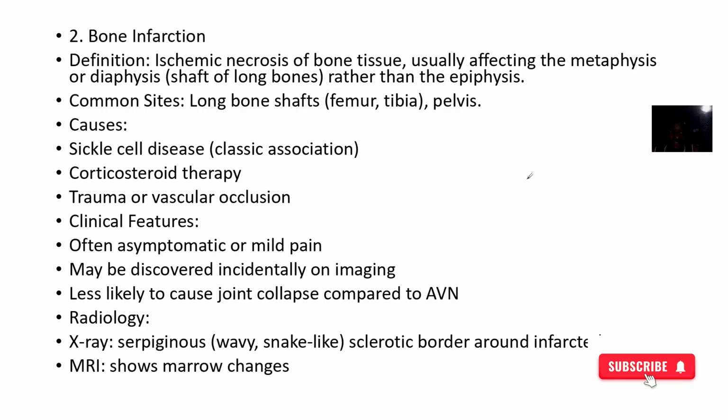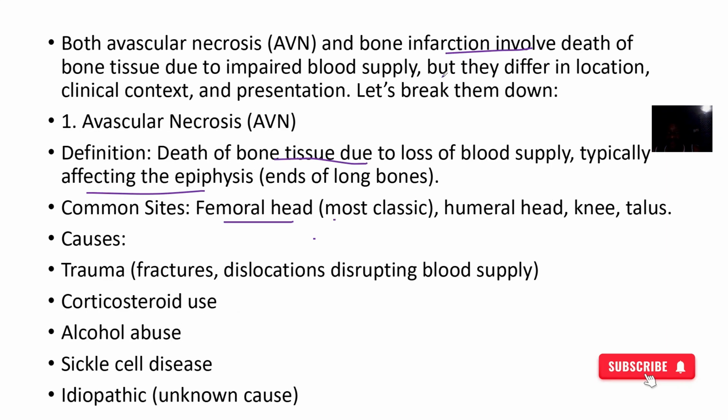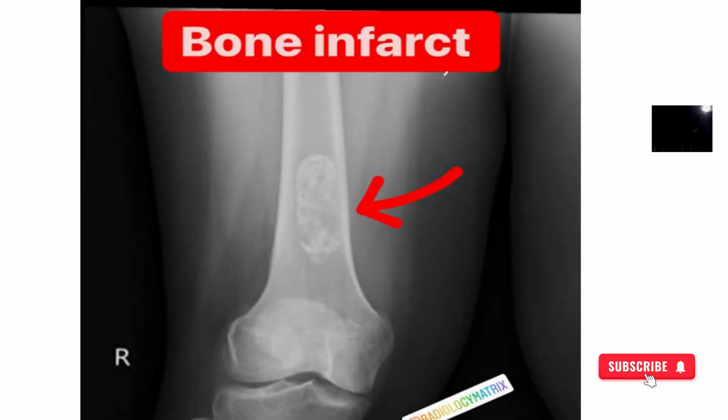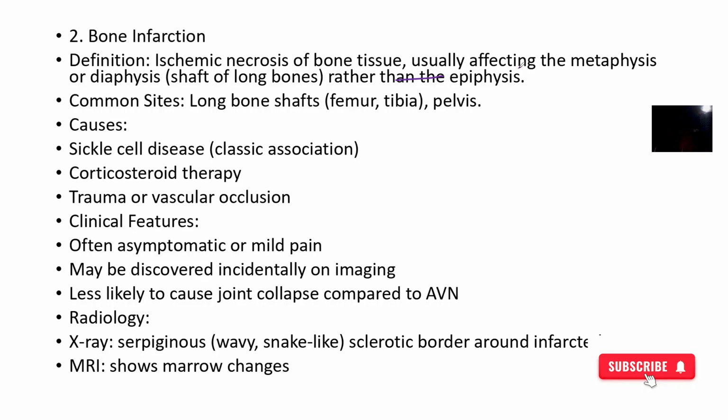Bone infarction is ischemic necrosis of bone tissue. Usually this affects the metaphysis or diaphysis of long bones rather than the epiphysis. The first one, avascular necrosis, affects the epiphysis. So that's the difference between avascular necrosis and bone infarct. A bone infarct will be in the middle of the bone, while avascular necrosis is usually at the head.